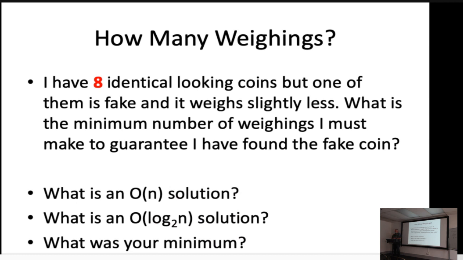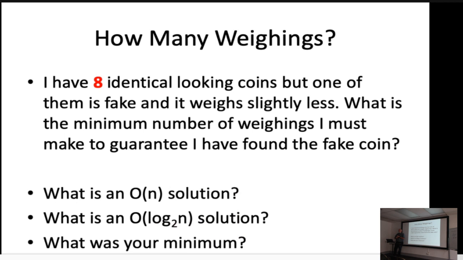4 sets of 2. Okay, if I did 4 sets of 2, then if, let's assume they don't balance, right, then I got it. If they do balance, my second weighing will tell me which pair has the fake coin, and then I weigh it again, but that's 3. How can I get it down to just 2? 3, 3, and 2. Perfect.